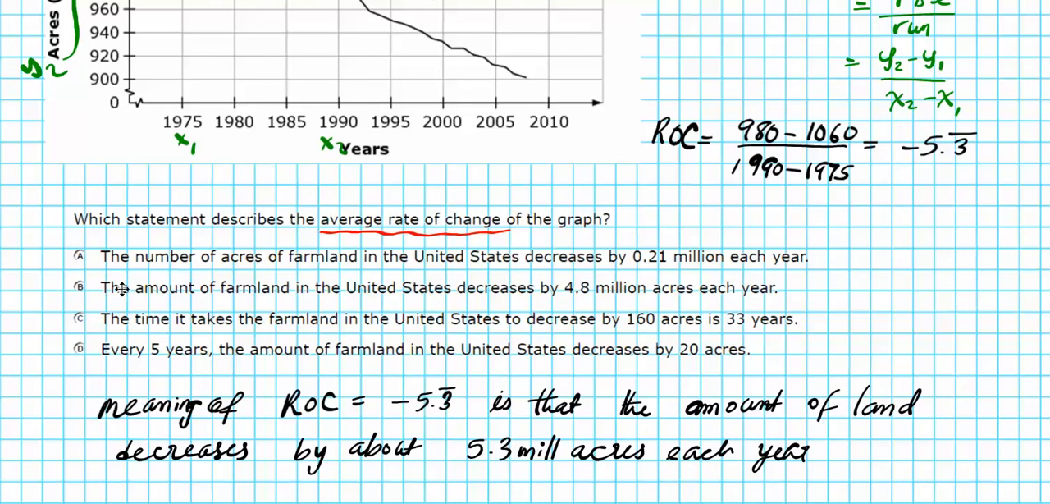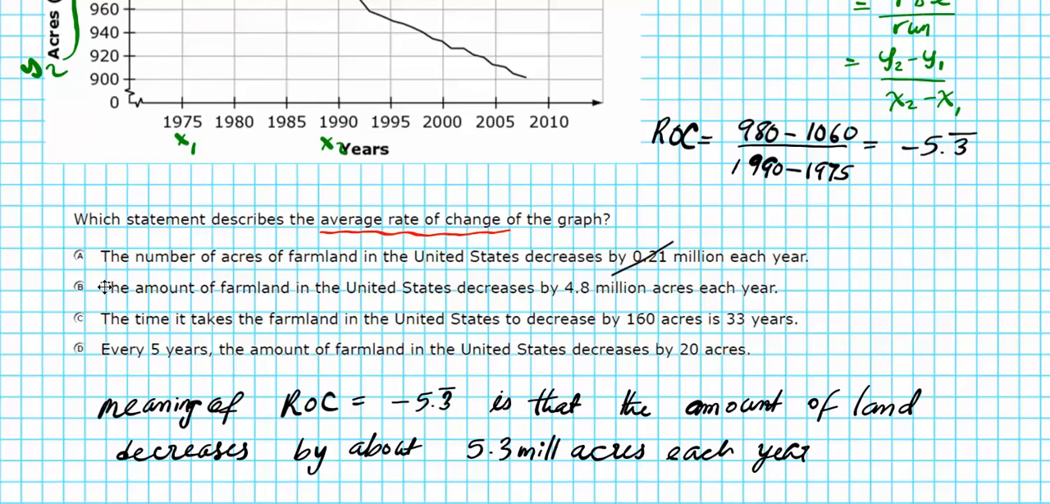Let's take a look at the options and see which one is closest to this. The number of acres in the farmland decreases by 0.2 million each year. No way. It's much more. Option B, the amount of farmland in the US decreases by 4.8 million acres each year. That's close. Let's look at the other options. The time it takes the farmland in the US to decrease to 100, no. Every 5 years, the amount of farmland in the United States decreases by 20 acres. That's absolutely not what we got.